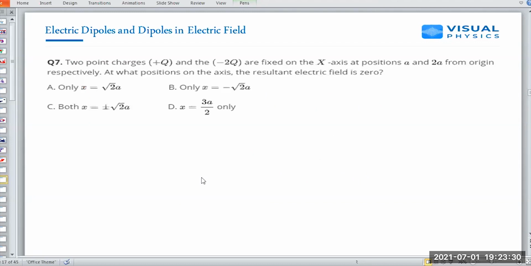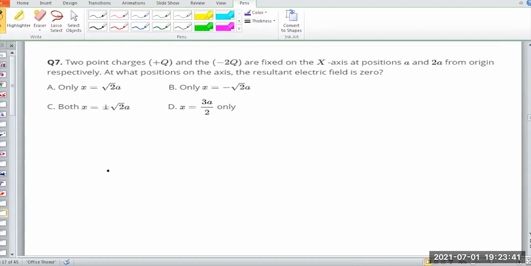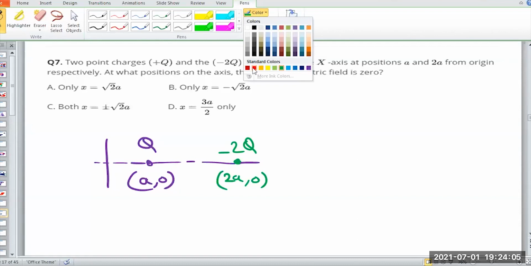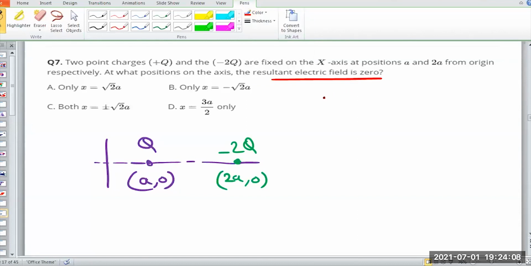Again, this question, we have already done this question. By mistake, I have added this question in this DPP. So I'm just giving you the hint how to do that. Plus Q is placed at a comma 0 and minus 2Q is placed at 2a comma 0. You have to find a point where the resultant electric field is 0.